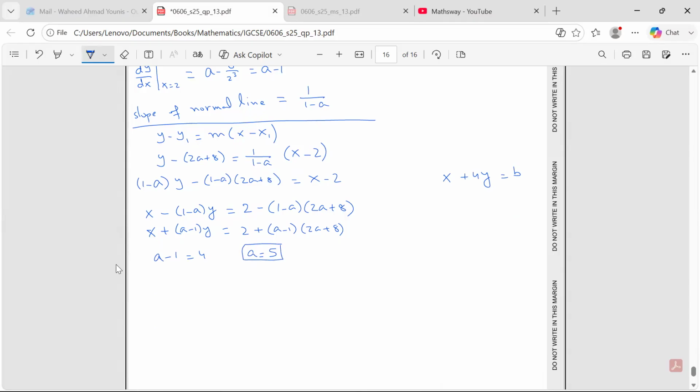Okay, so if a is equal to 5, then the right hand side of the equation will become 2 plus 5 minus 1 is 4, times 2a, which means 10, plus 8 is 18. Okay, so how much is this? This is 74. Okay, so my equation will become x plus 4y equals 74. So you can see the b is 74. Okay, this is how we will get the final answer.